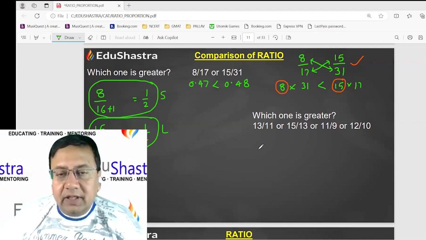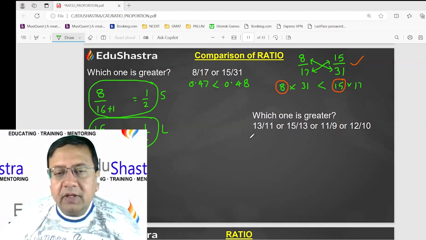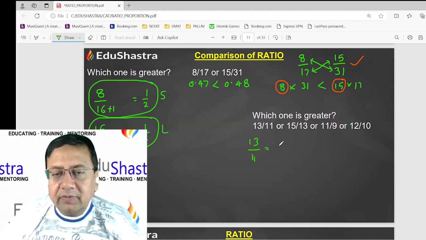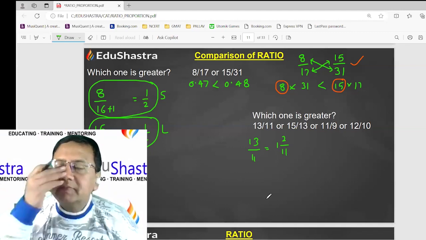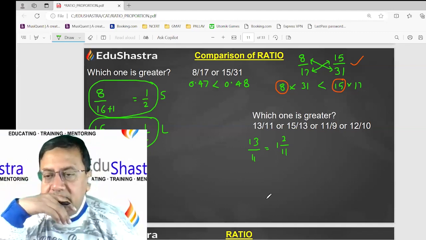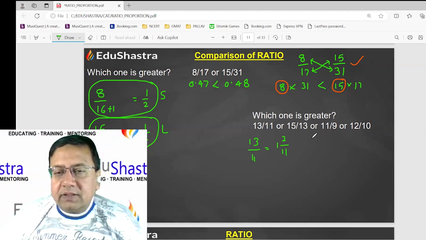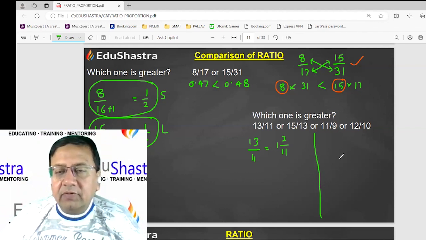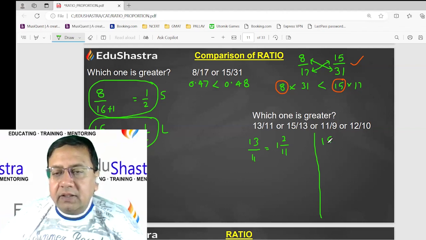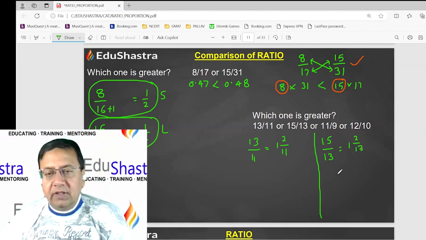So the other way is, first take this first fraction, 13 by 11. Can I write this as 1 and 2 by 11 in the form of a mixed fraction? Yes? Yes, sir. Right? Okay. Second fraction, 15 by 13. Can I write this as 1 and 2 by 13? Right? Yes, sir.